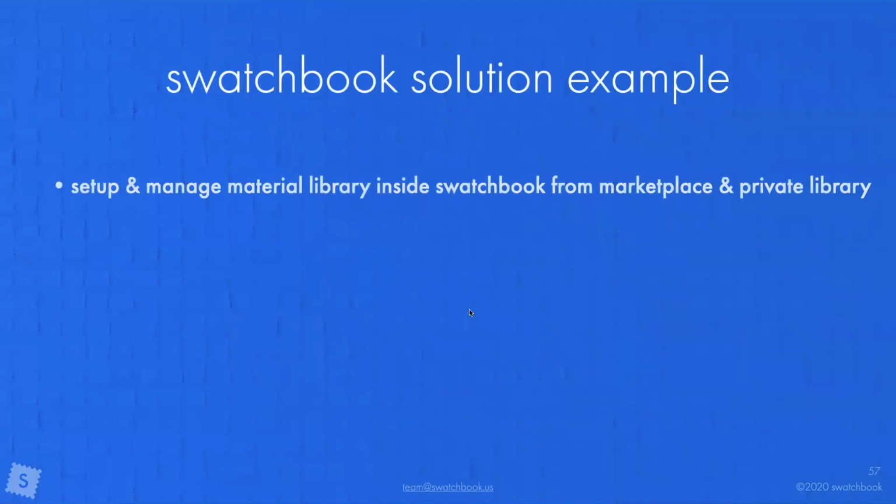And for us, what we try to do is we set up and manage material libraries inside of Swatchbook, both from a marketplace perspective as well as the private library. So private libraries means that a brand can actually have their isolated own sandbox of material development that is not visible by the suppliers. It's not visible, obviously, by any other brand, but they can still look at the marketplace itself for materials, and it can be at the user level.